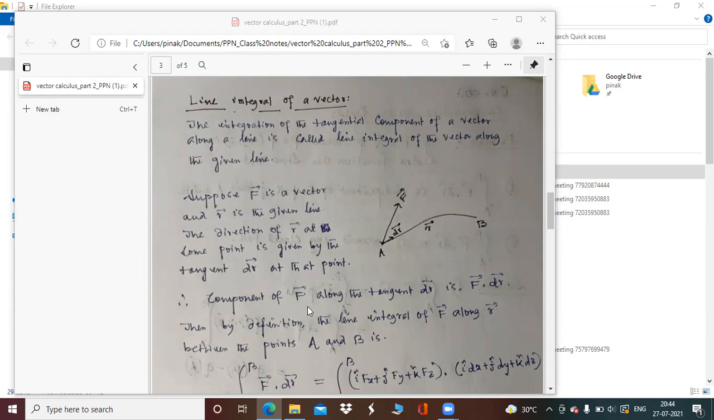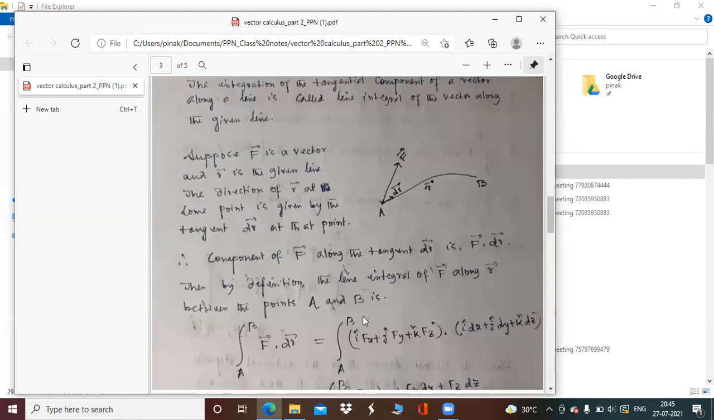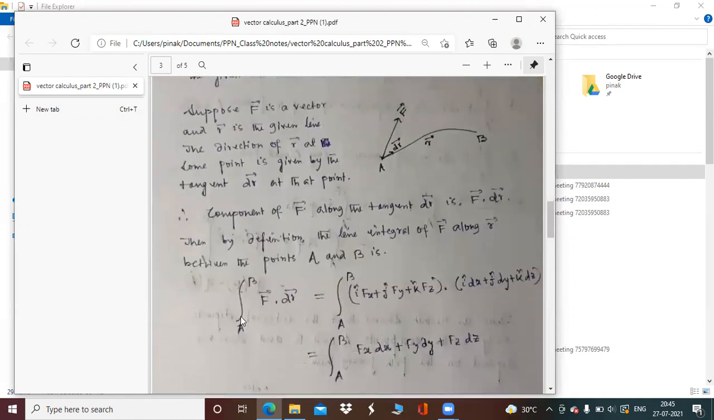Therefore, the component of f bar along the tangent dr bar is f bar dot dr bar, because the dot product f bar dot dr bar gives us the component of f bar along dr bar. Then, following this definition, the line integral of f bar along r bar between the points A and B is given by integration between A and B f bar dot dr bar.